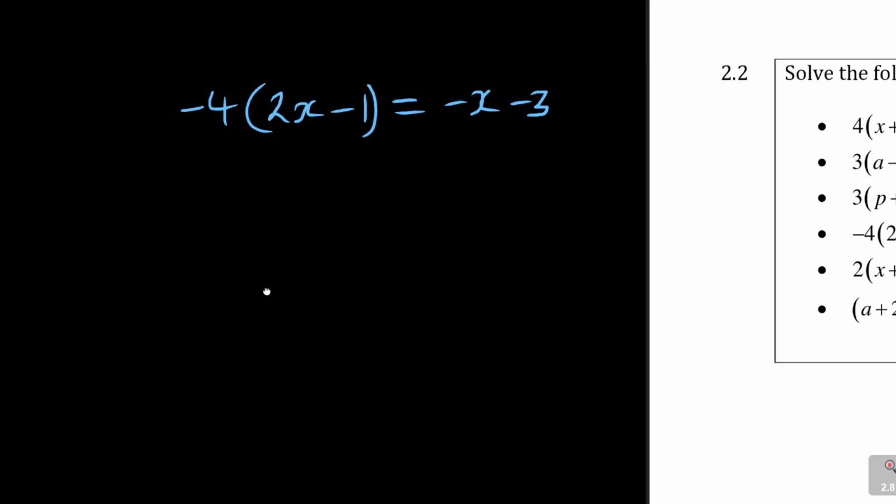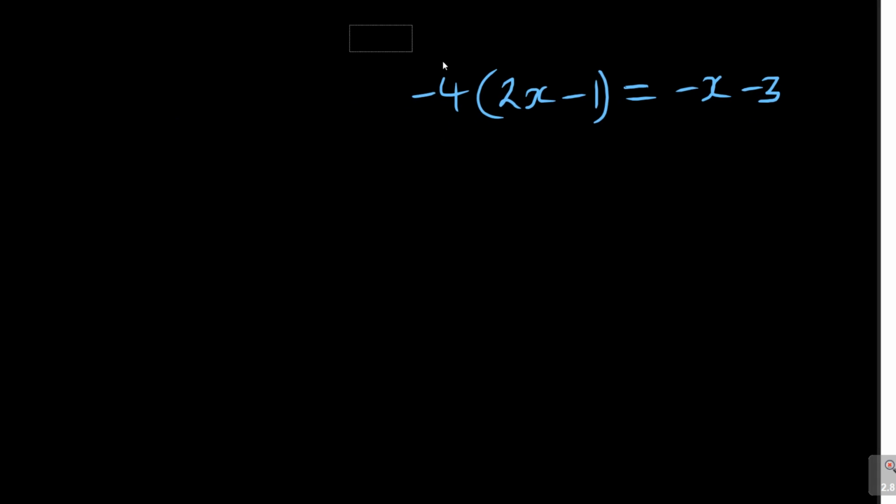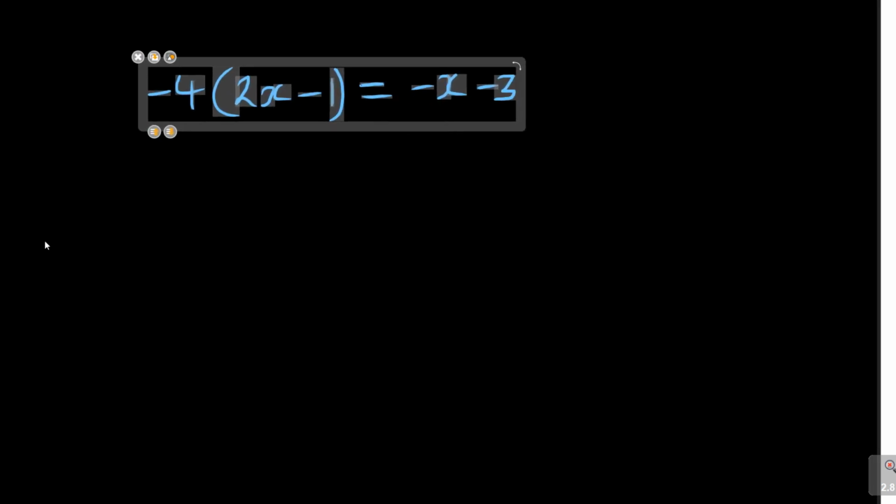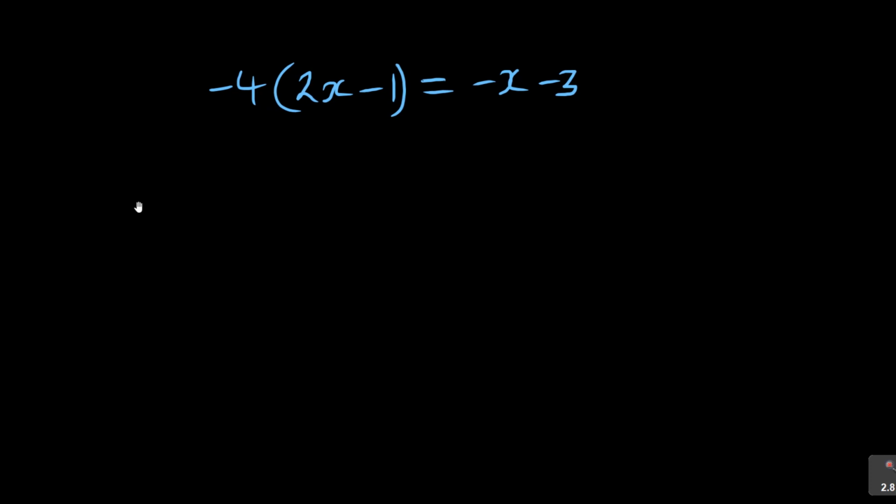Here it says minus 4 bracket 2x minus 1 is equal to minus x minus 3. Is it difficult? Not really. It's just a kind of repetition of some sort, but it comes a bit different. Look at it. It's the same thing. The negative 4 enters there, expanding.